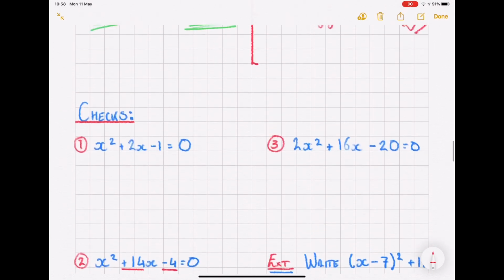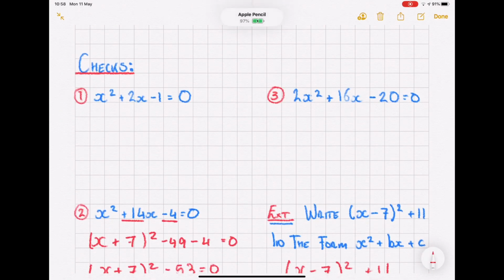Okay, so if you can do those, you are in such a good position for completing the square when it comes up in an exam.